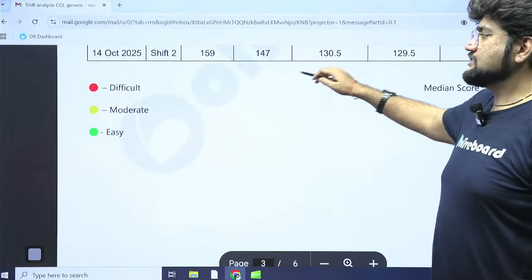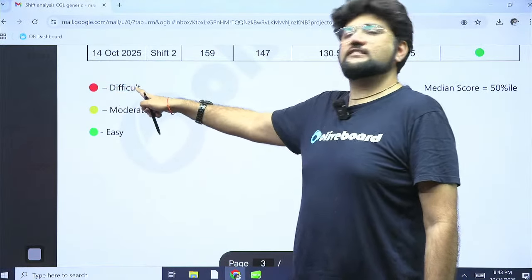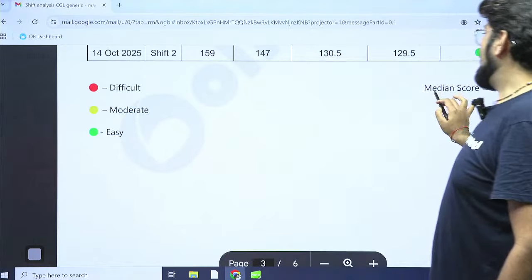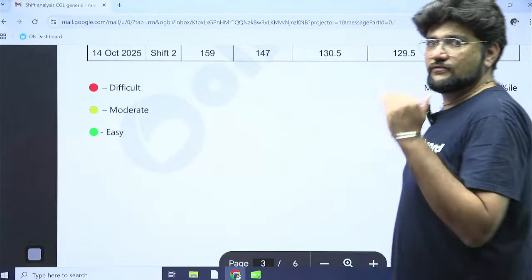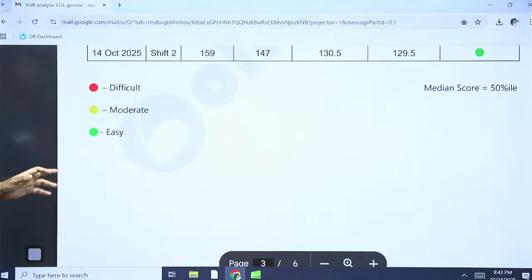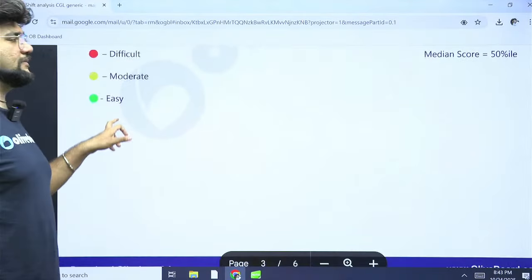So this is the key which I have already told you about. The red dot signifies a difficult shift, the yellow dot signifies a moderate shift, the green dot signifies an easy shift, and median score implies 50 percentile. That means 50% of students are above this score mark and exactly 50% are below this score mark, right? So that gives you a fair and better idea.